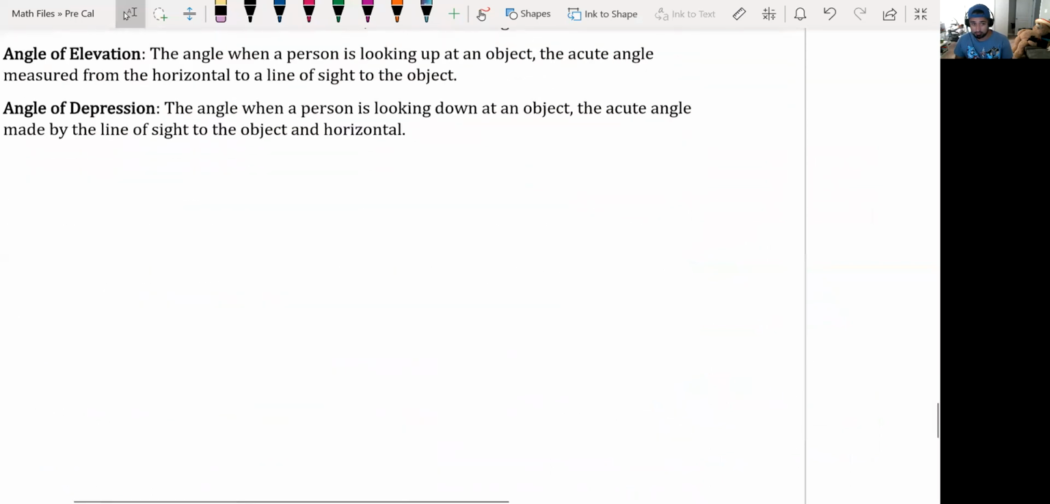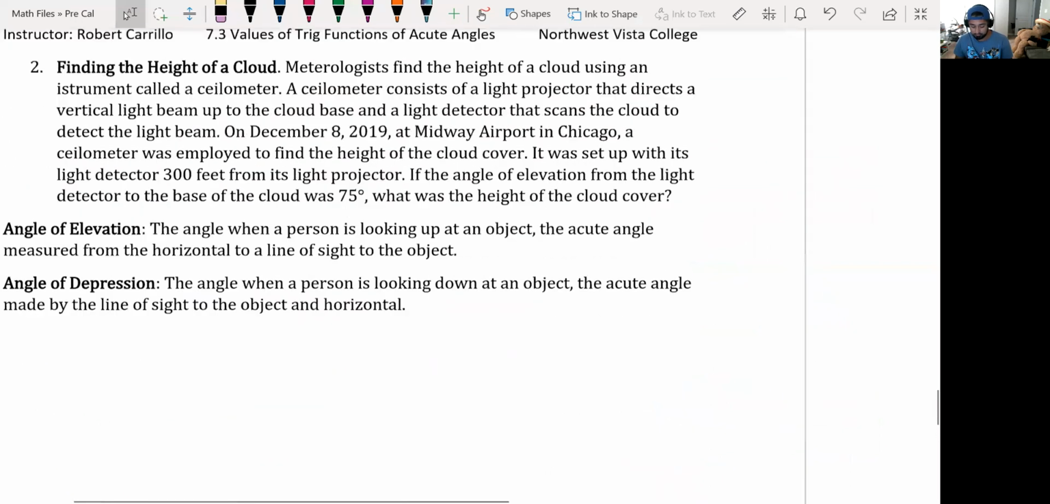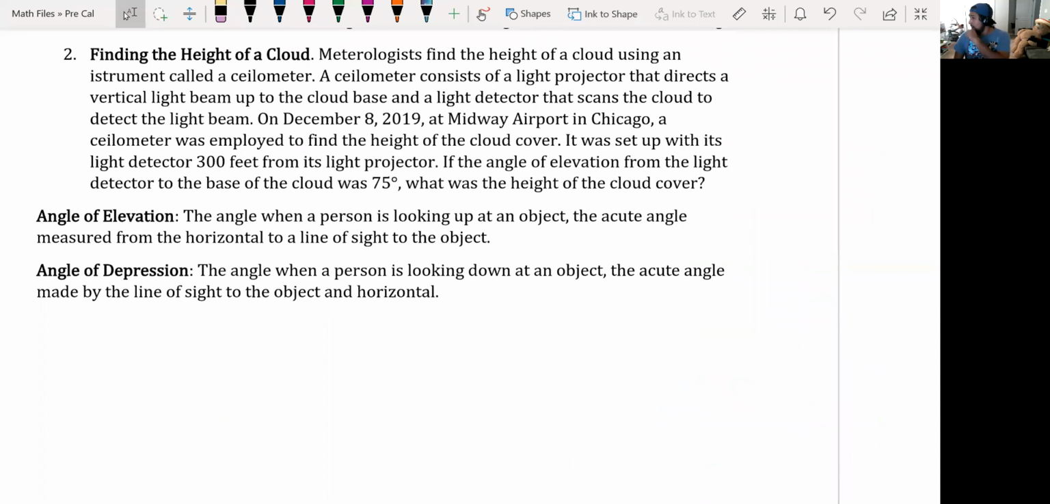Next word problem. Find the height of a cloud. Meteorologists find the height of a cloud using an instrument. Oh, I spelled that wrong. Instrument called a ceilometer. Might not even be saying that right. A ceilometer, I don't know, consists of a light projector that directs a vertical light beam onto the cloud base and a light detector that scans the cloud to detect the light beam.